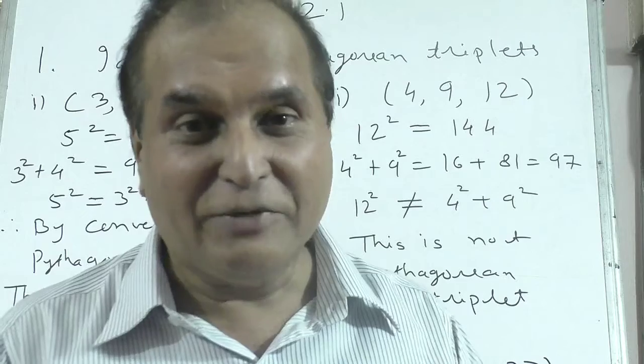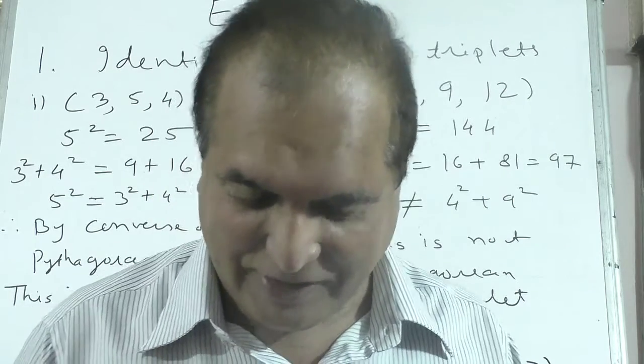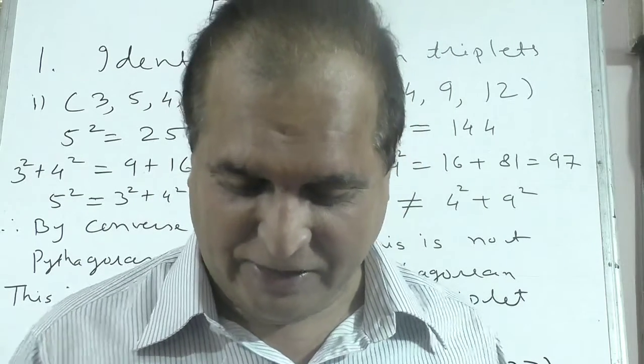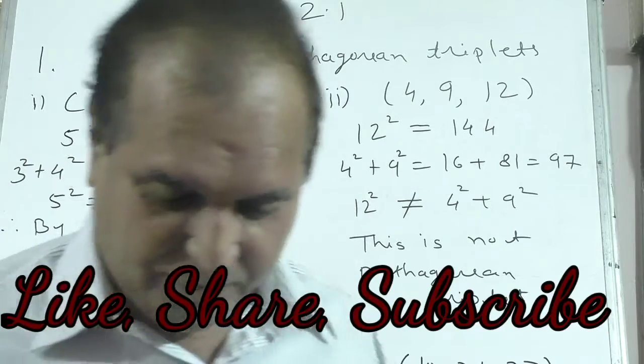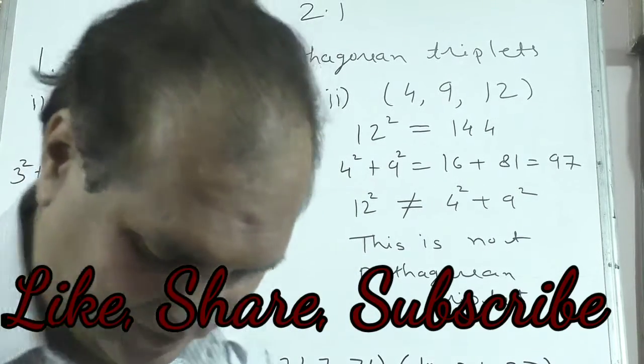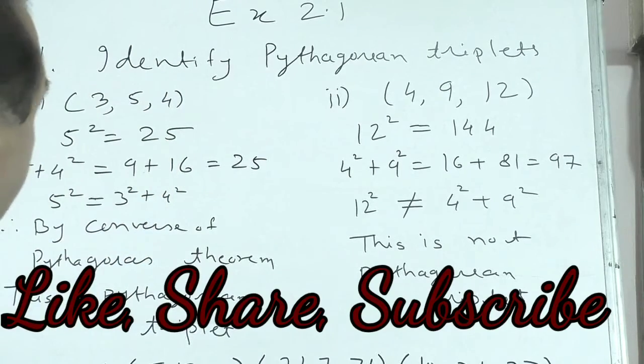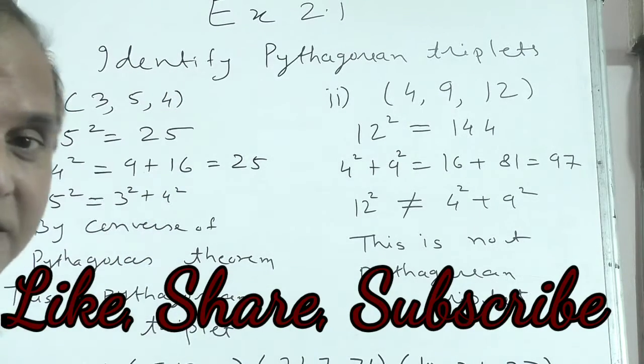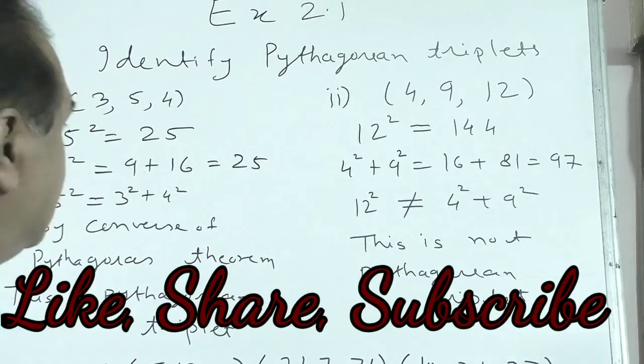Okay. So we'll start with exercise 2.1. Okay? Pythagorean triplet, you have understood. But here we are using converse of Pythagoras theorem. Okay. See, sum. Identify Pythagorean triplet, but using converse.